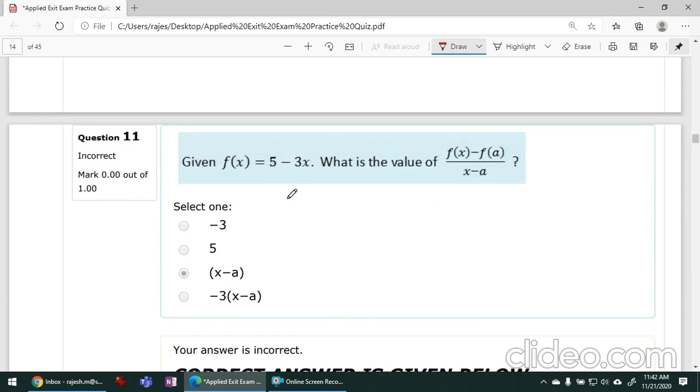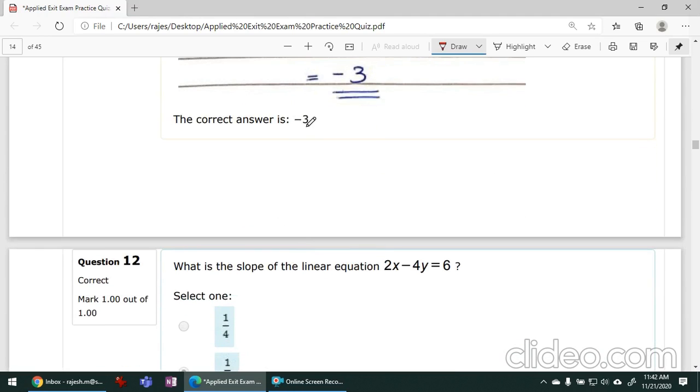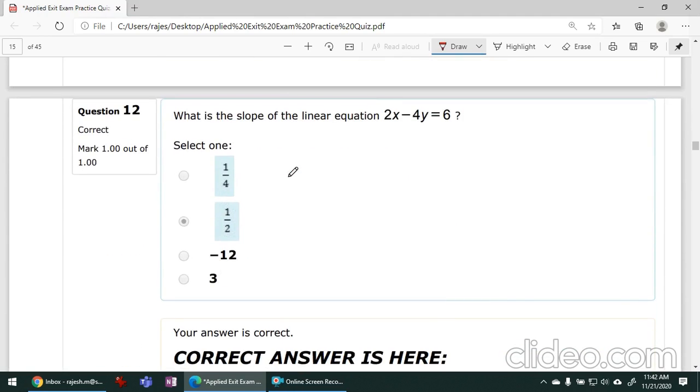Now you can see that always the answer for such an expression will be the coefficient of x. What is the coefficient of x? Minus 3. So what is the answer? Minus 3. Okay, now question number 12.